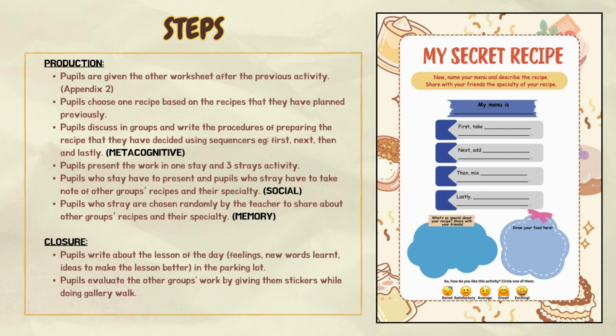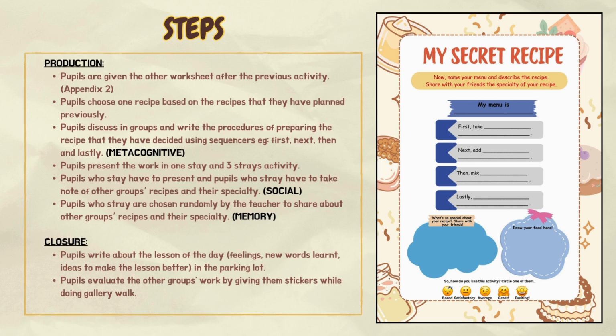Next, pupils present the work in one stay and three strays activity. At this stage, pupils who stay have to present and pupils who stray have to take note of other groups' recipes and their specialty. This activity enables pupils to brush up their social skills as they have to approach other groups and inquire their friends what is the specialty of their recipes.